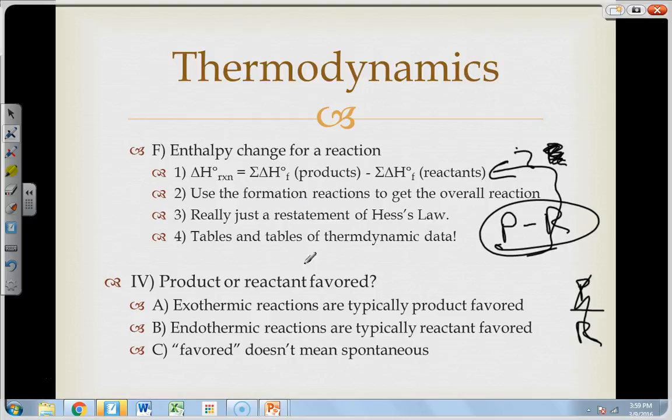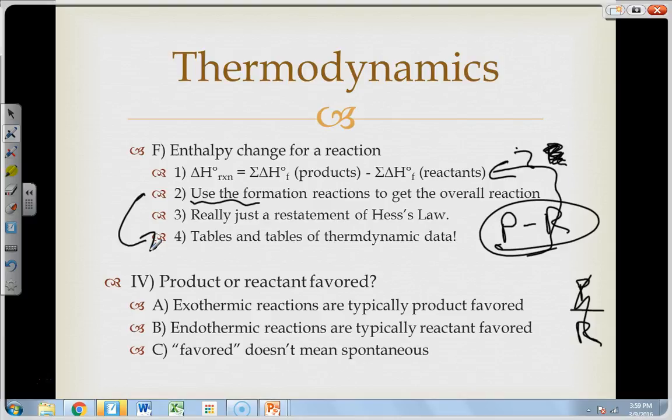We don't necessarily have to use the formation reactions. We really can just skip to number 4 and go to the tables and tables and tables of thermodynamic data. You could imagine that a lot of compounds have an enthalpy of formation.